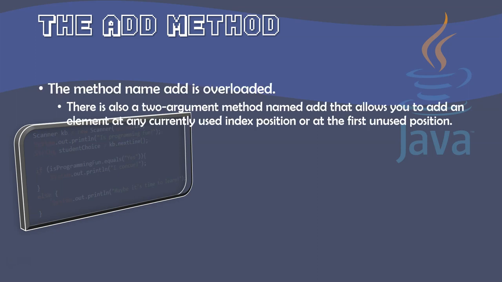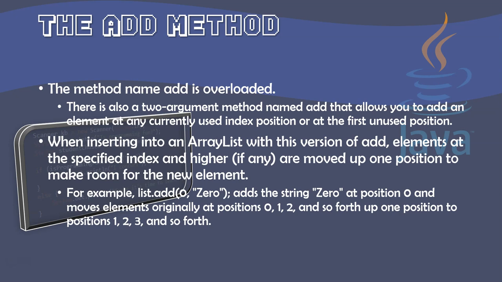Now, those examples we just saw were just one version of add. There's also an overloaded version of the add method. It's a two-argument method that allows you to add an element at any currently used index position, or we can do it at the first unused position. When inserting into an array list with this overloaded version of add, elements at the specified index and higher, if we have any, are moved up one position to make room for the new element. So, for example, if I say list.add(0, "0"), it will add the string 0 at position 0 and move the elements from positions 0, 1, 2, and so forth up one position to 1, 2, and 3, and so on and so forth.